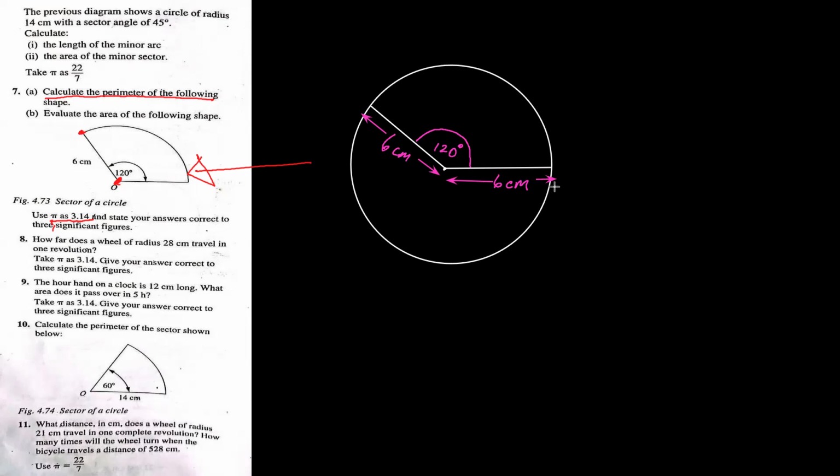So all I need to find now is this distance here, the length of the arc. That's what I need to find. I need to find the length of the arc from this point to this point. So they want the perimeter.